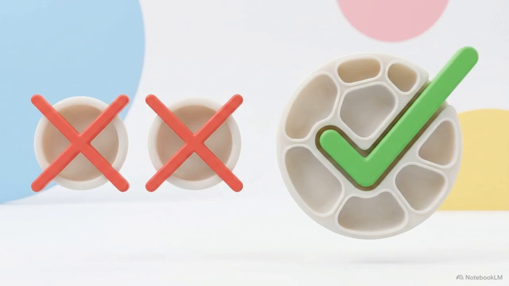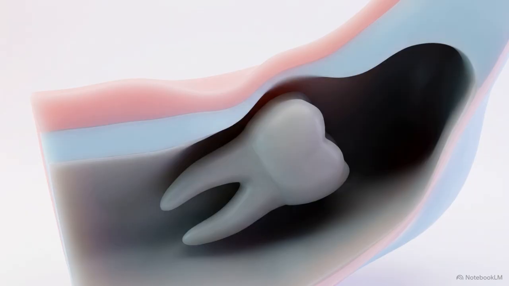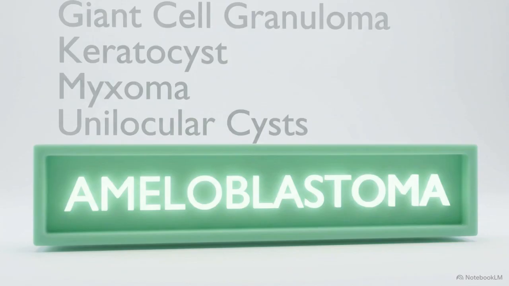Finally, we can discount simple unilocular cysts, such as dentigerous or radicular cysts. This lesion is clearly multilocular. Furthermore, it is not associated with an unerupted tooth, nor is it related to a non-vital tooth, ruling out the standard criteria for those cysts. By systematically analyzing the growth patterns and internal geometries of these various lesions, ameloblastoma remains the only diagnosis that accounts for all the physical and radiological data points.